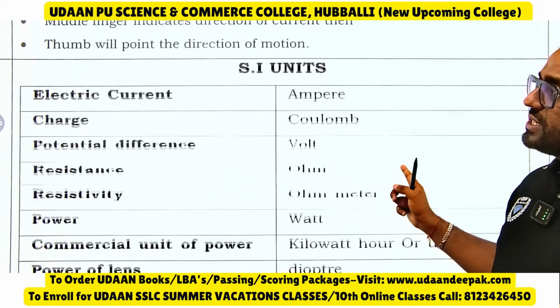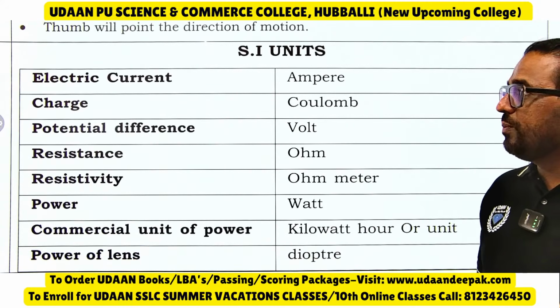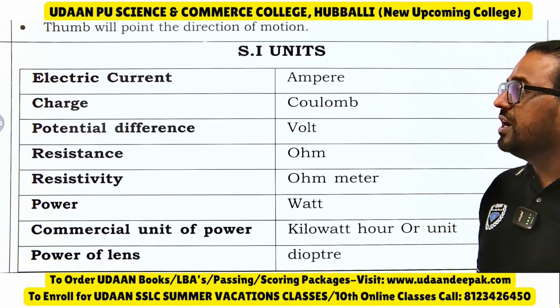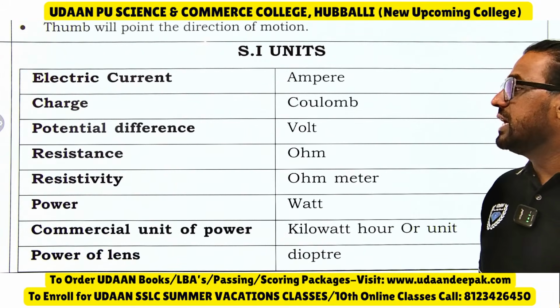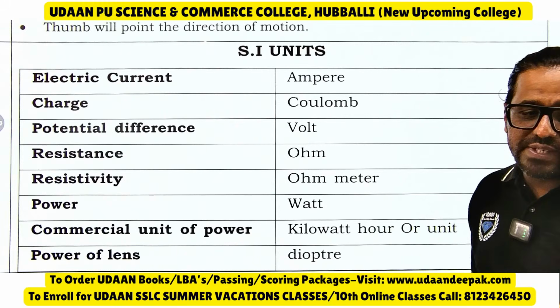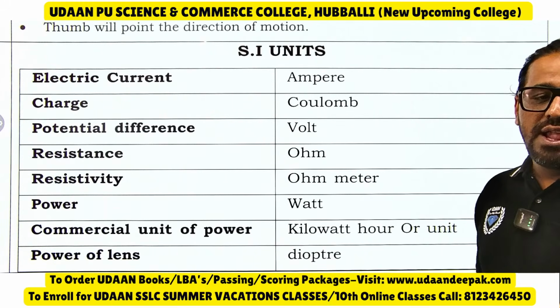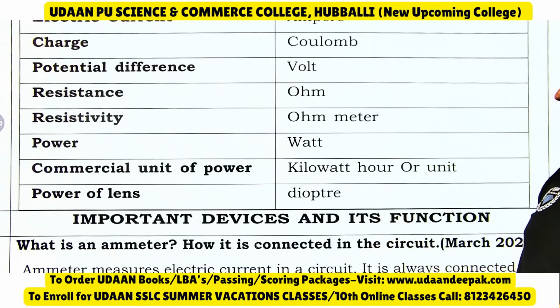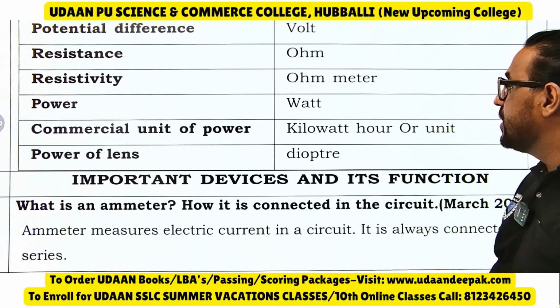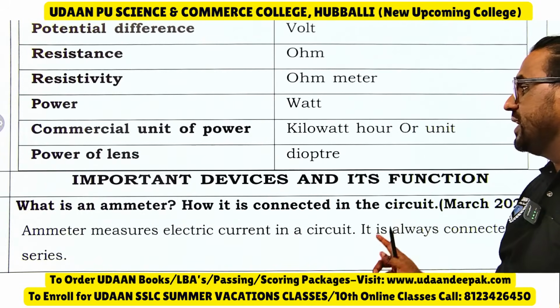Then SI units, everyone look at them. Charge is coulomb, electric current is ampere, potential difference is volt, resistance is ohm, resistivity is ohm meter. Okay, then the power is watt, commercial unit of power is kilowatt hour or unit, power of lens is diopter.